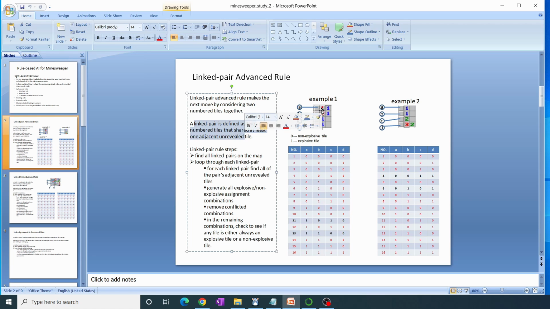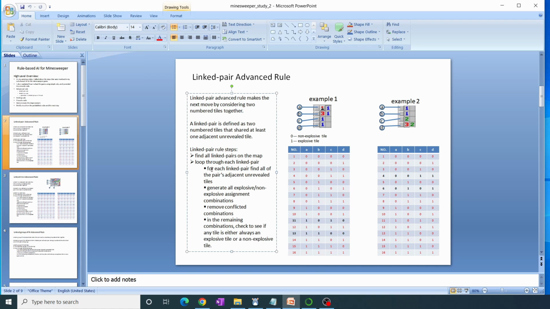So in our example 1, tile number 3 and tile number 1 are a linked pair because they share tile B and C. To summarize the linked pair rule, we first find all linked pairs on the map, and then we loop through each linked pair.